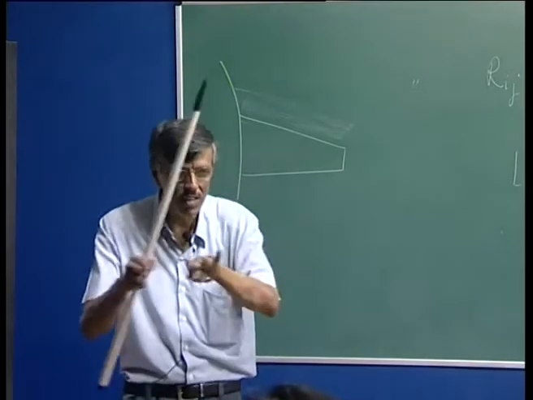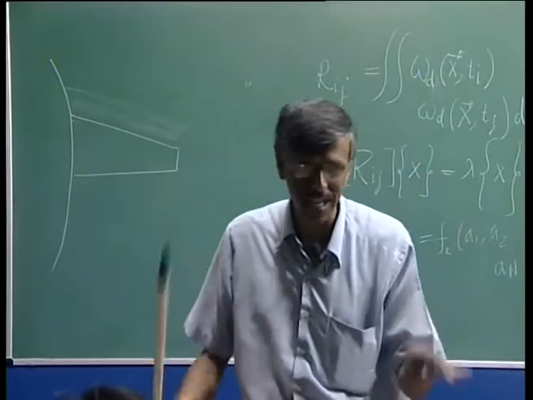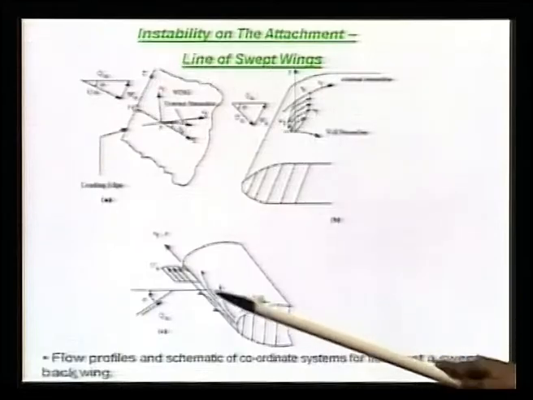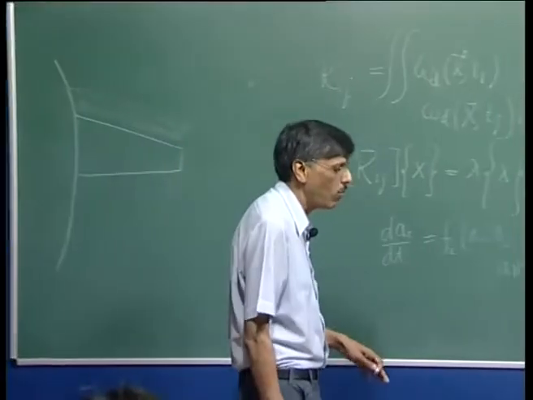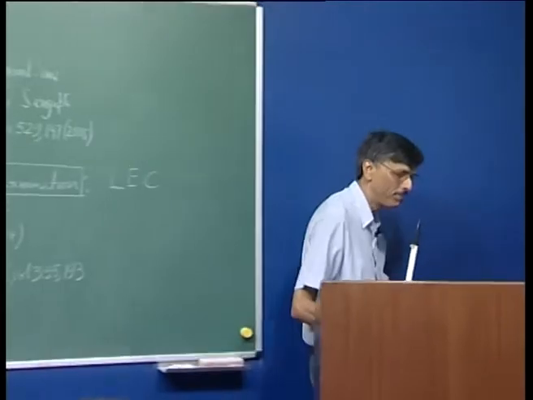So, it is like a kind of a layer of separation. Okay? Attachment line plane is the layer of separation. So, along that line, what happens? Why does the flow become turbulent? That is a big mystery.